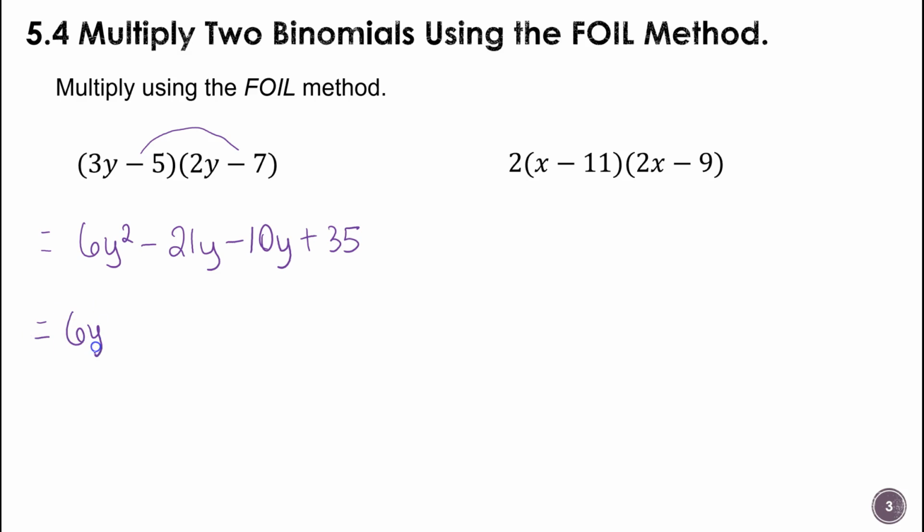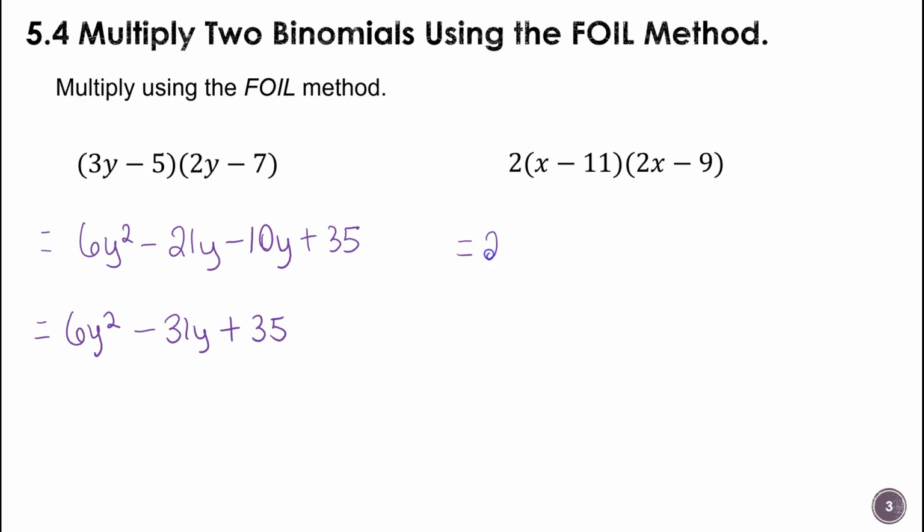And then we have some like terms. In the two middle terms, we need to simplify by adding them, or subtracting, however you want to look at that, right? They're two negatives. So negative 31y plus 35. Okay, so you just have to remember the acronym FOIL. First, outer, inner, last.